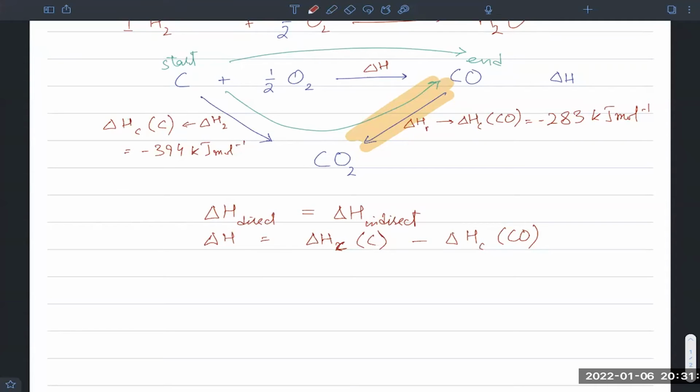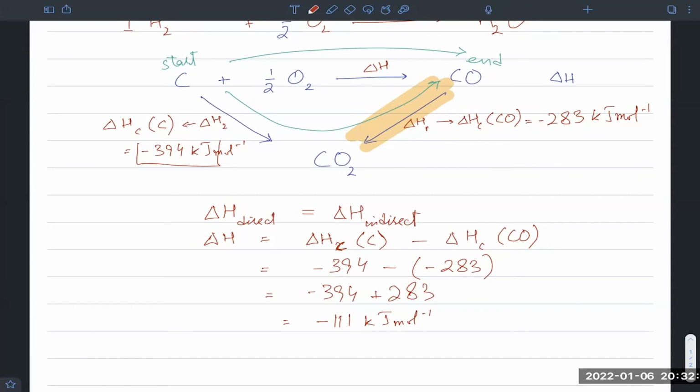So now I'll simply plug in the values. Minus 394. Notice that this minus is not the one that I put myself. The minus is included in the delta H of this thing. Minus 283. I get minus 394 plus 283. And that gives me my final value. This is going to be 111. So I get minus 111 kilojoules per mole, which tells me that if I burn carbon to make carbon monoxide, the enthalpy change is minus 111 kilojoules per mole.